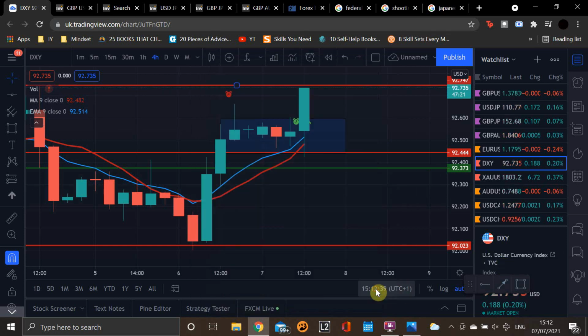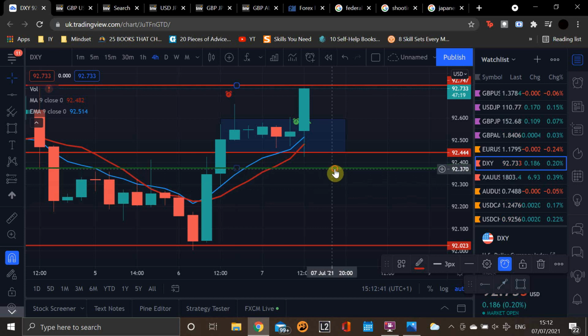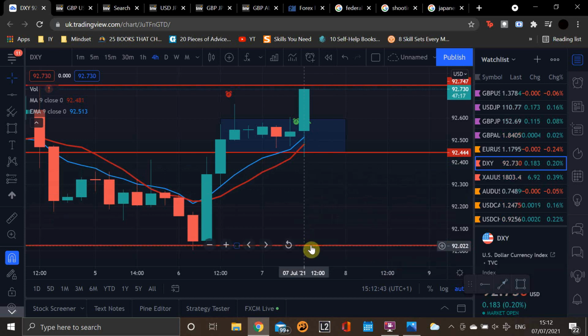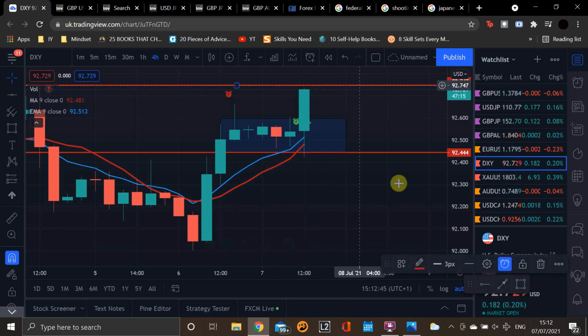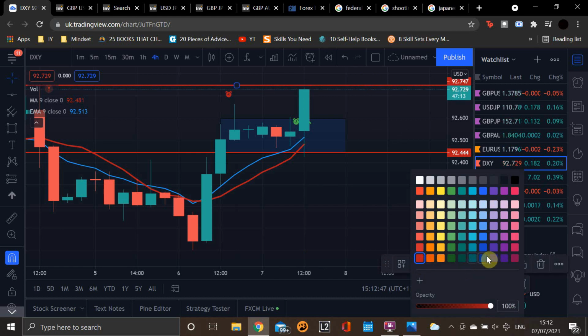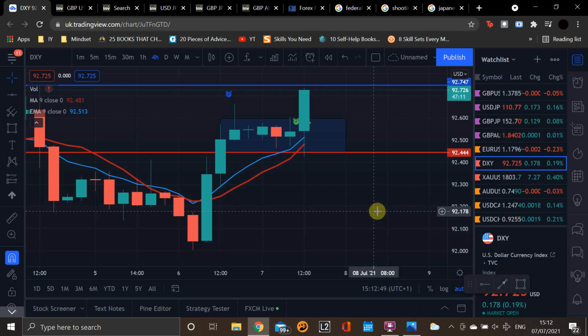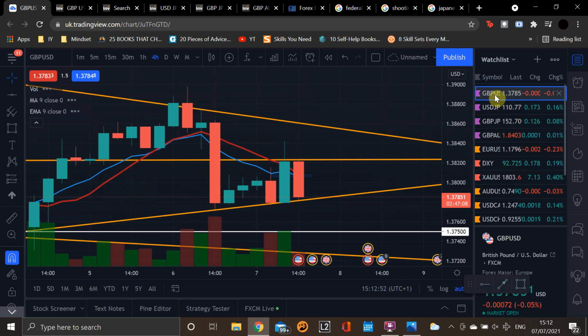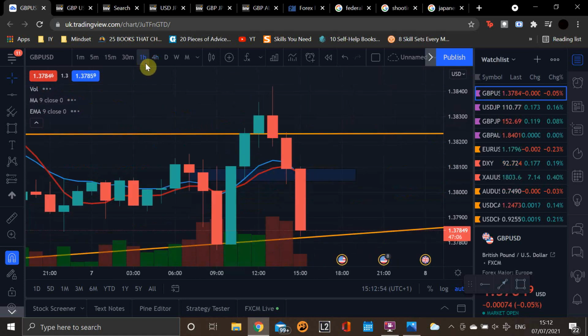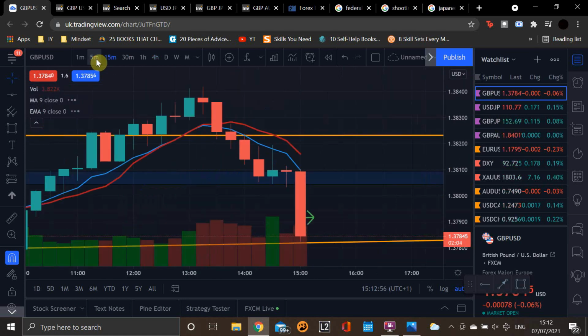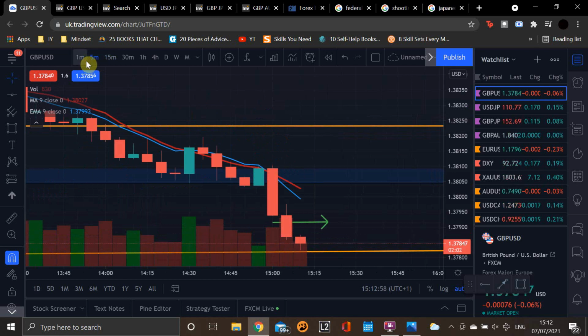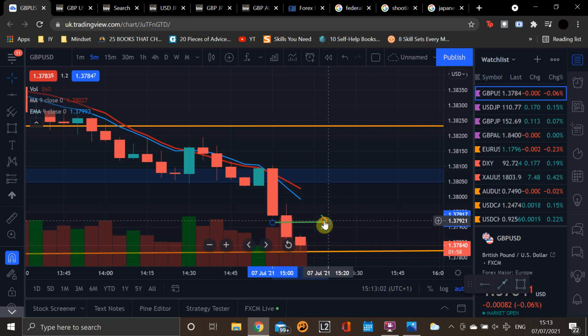Let's pop our close. Delete this. Don't confuse ourselves. Delete this. Make this blue. Look at GBPUSD. So it's doing what I expected it to do. It's going to the trend line. So you're going to react to that trend line. Get rid of this.